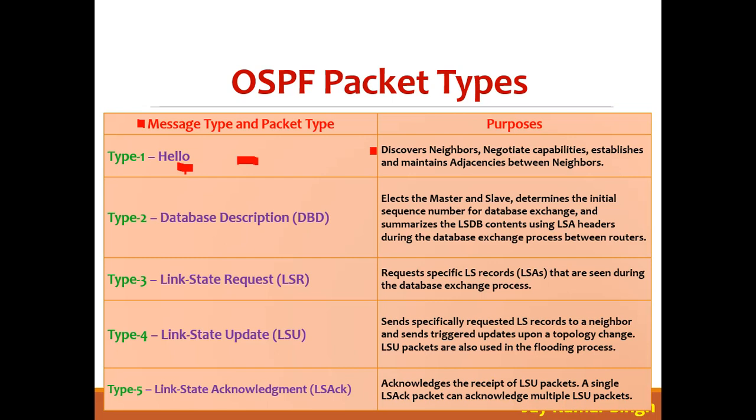Okay, now type 2. Then it is the database description message. In this database description message, they elect the master and slave router, and they determine the initial sequence number of the database exchange. So here you can say that in database descriptions they elect master and slave, because in OSPF, the terminology is a little bit different than other routing protocols.